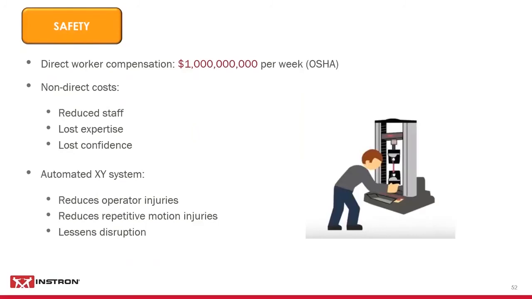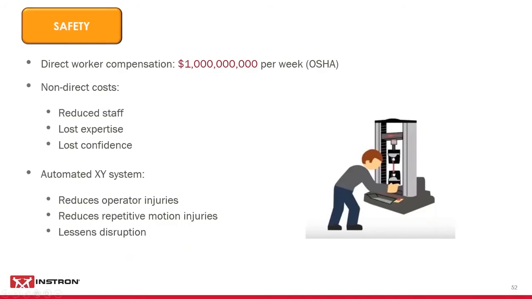In addition to the direct worker compensation costs that OSHA estimates at $1 billion per week, there are also a lot of non-direct costs that are related when there are injuries in the lab. One of these is reduced staff, leading to lower throughput. There's also the potential for lost expertise if the operator injured is the only one with the experience to run a particular system or test. And any accident in the lab may cause other operators to have less confidence when using the equipment.